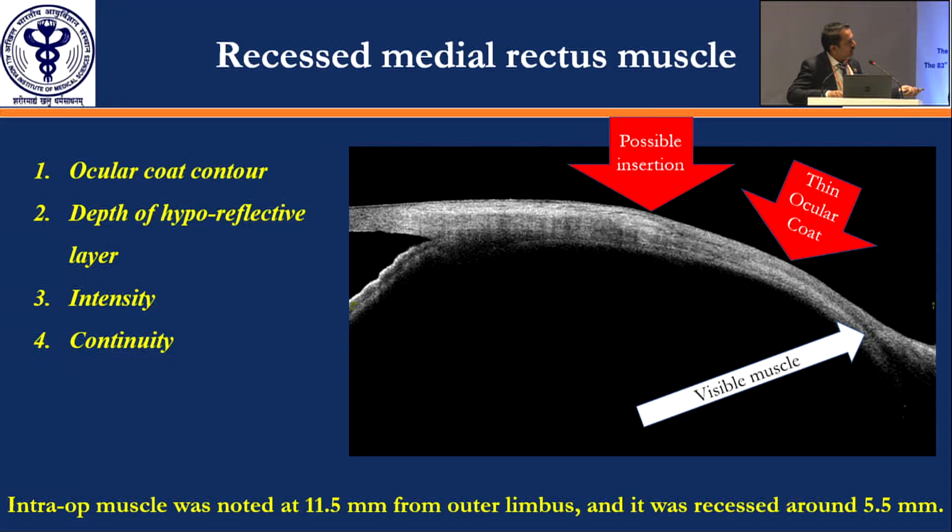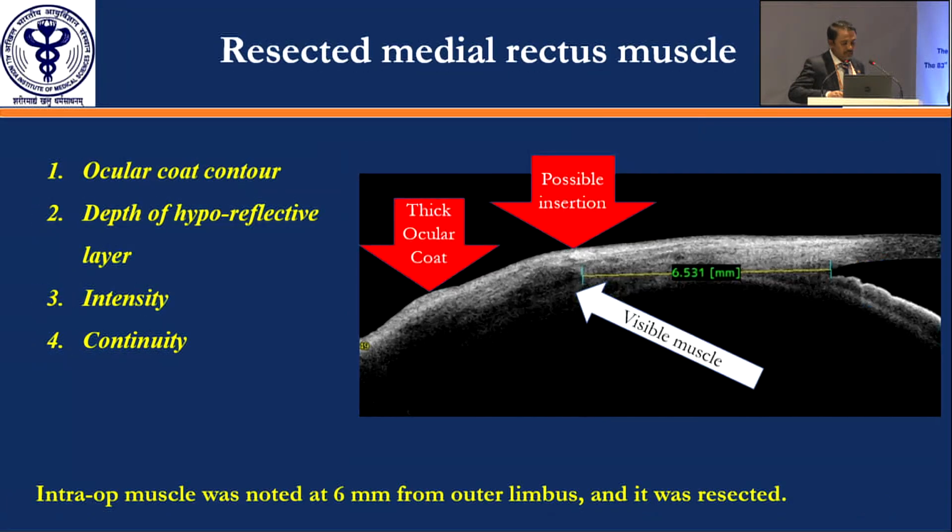As we know anatomically, the sclera is going to be thinnest just beneath the insertion. So this is the original insertion, and the muscle has been sent posteriorly. That's how you are going to identify the recessed muscle.